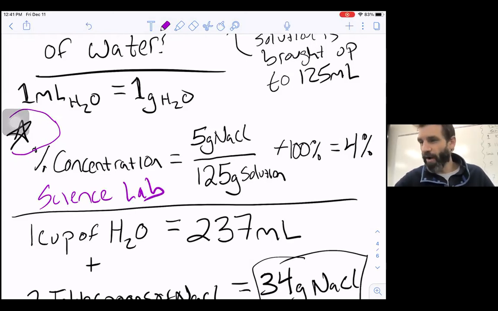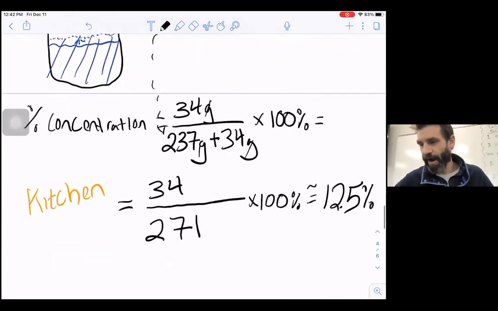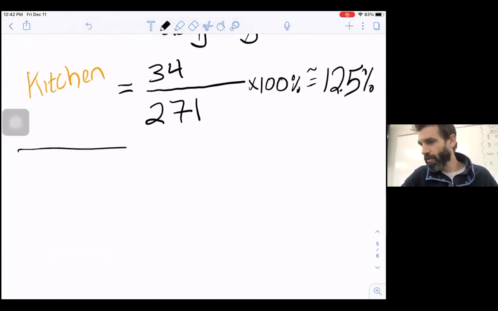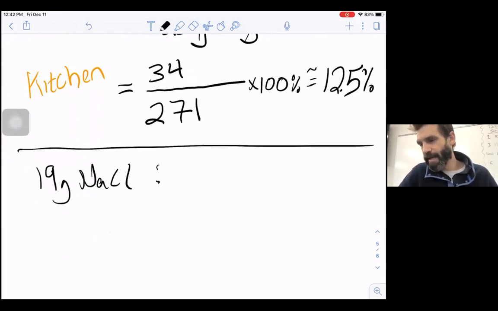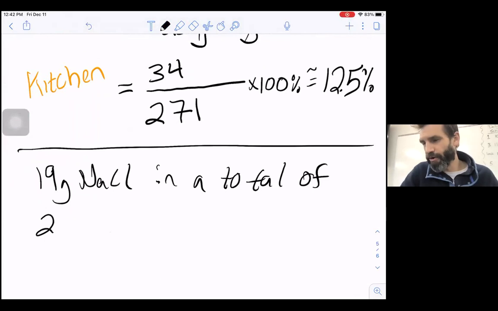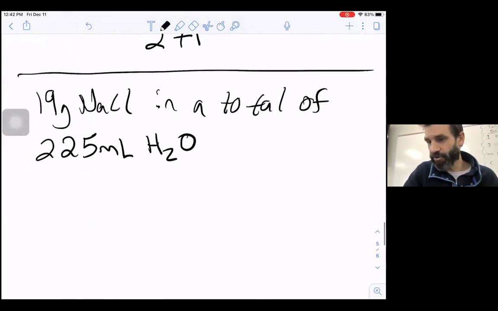Okay, so for the practice problems and the test problems, I want you to do it this way. So let's say we had 19 grams of sodium chloride in a total of 225 milliliters of H2O. Okay. And we want to know the percent concentration of that.